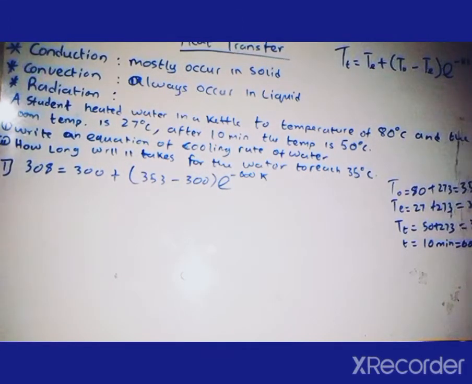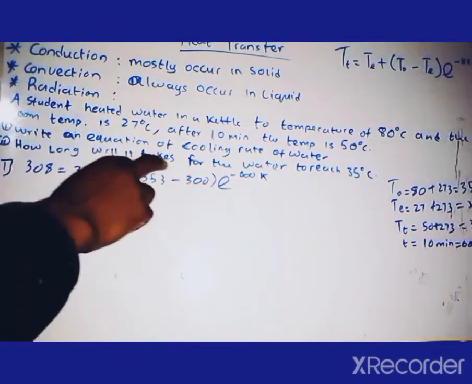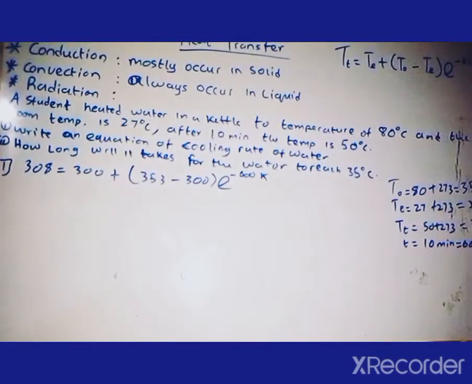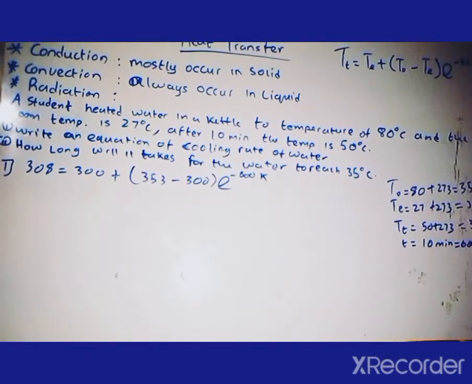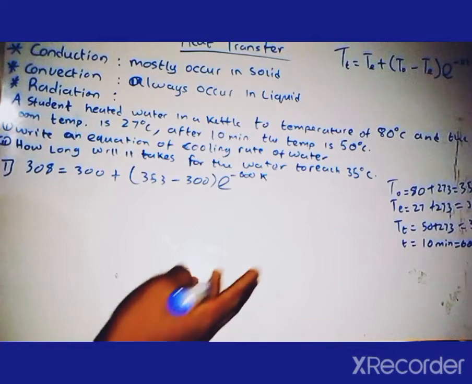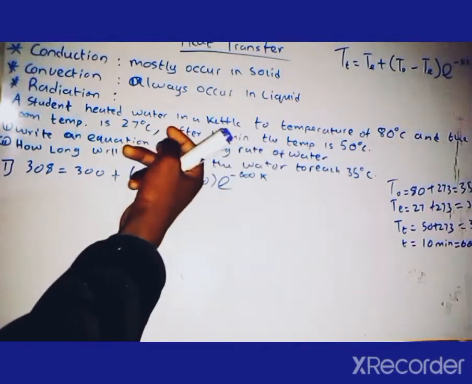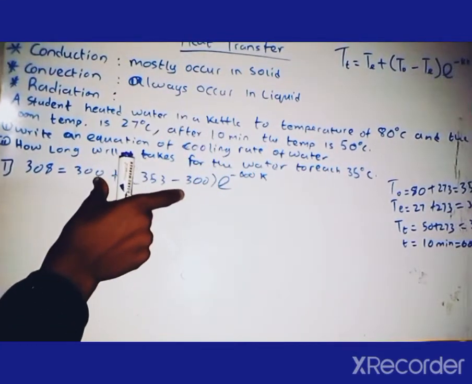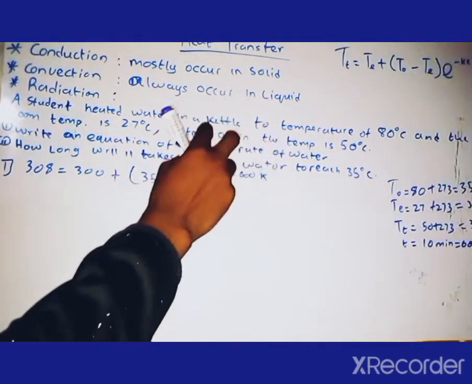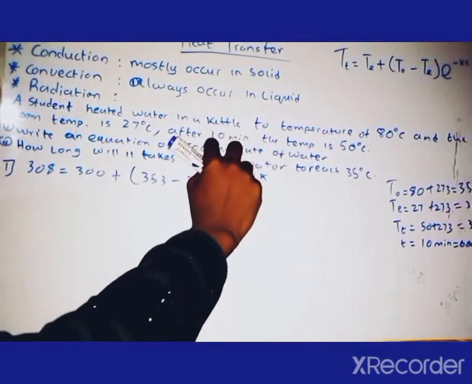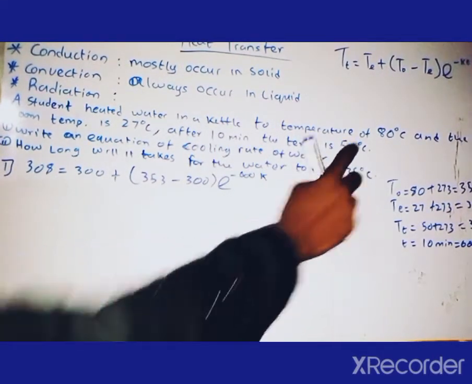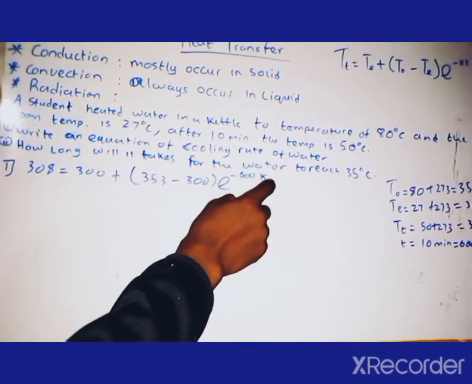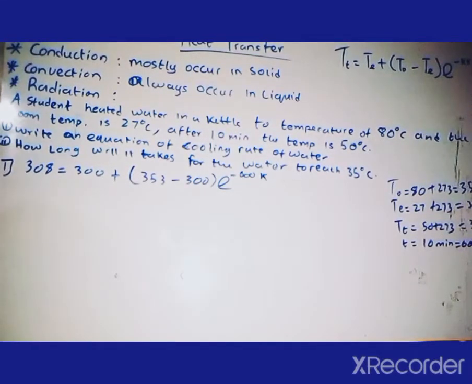So now the next thing is how long will it take for the water to reach 35 degrees? That is, when the temperature is at 35, what will be the time? But all these things will still remain the same. Or what will be the time if the temperature changes to 35? That's what we are asked. But before we can do that, we have to get our decay constant first. So how do we get that?